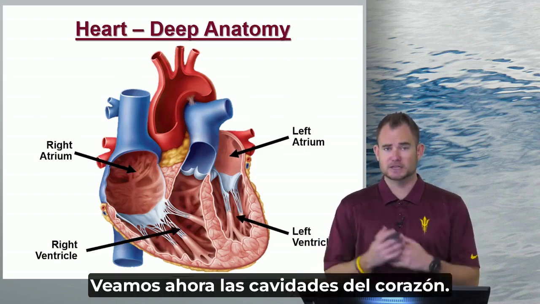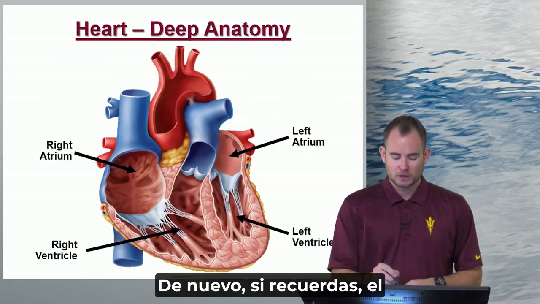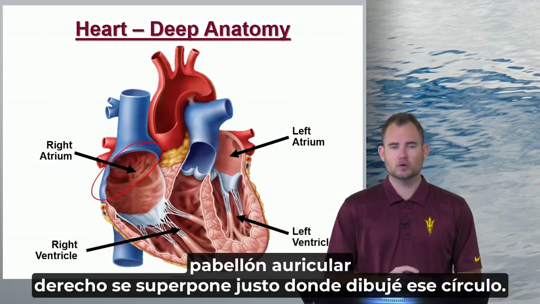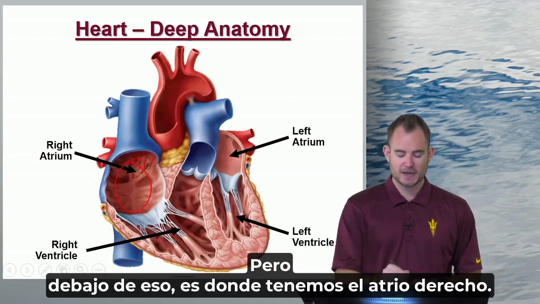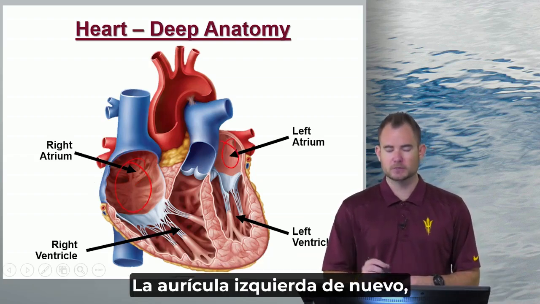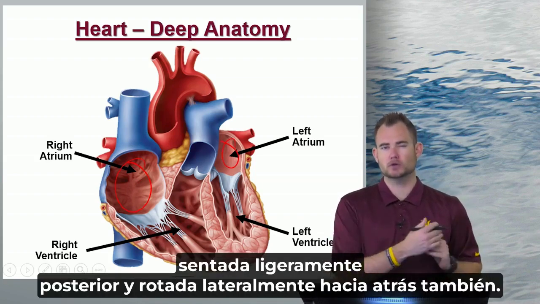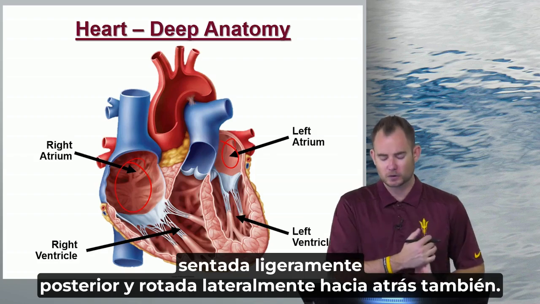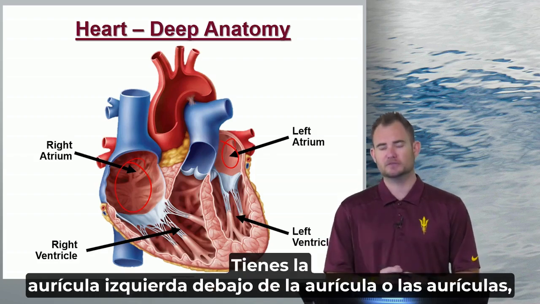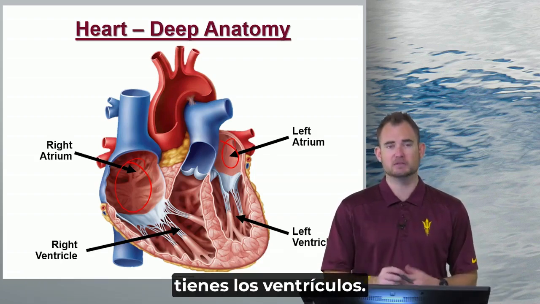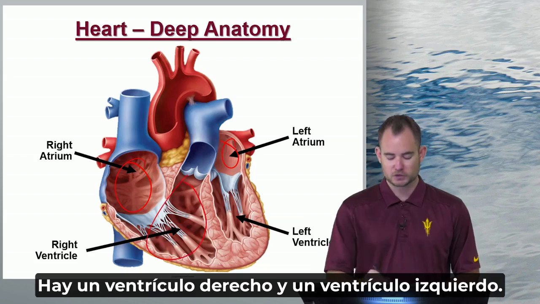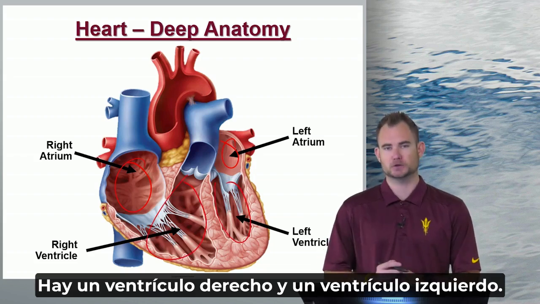Now let's take a look at the actual chambers of the heart. Again, if you remember, the right auricle overlays right where I drew that circle. But beneath that is where we have the right atrium. The left atrium, again, sitting slightly posteriorly and rotated laterally backwards as well, you have the left atrium. Beneath the atrium, or the atria, you have the ventricles. There is a right ventricle and there is a left ventricle.